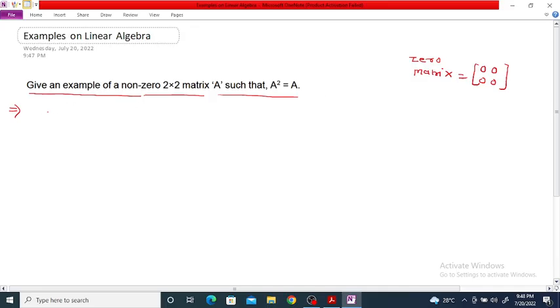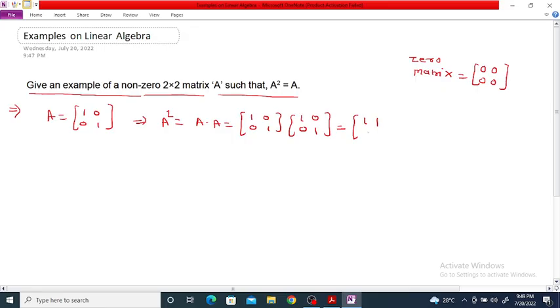So if we consider the matrix A equal to [1 0; 0 1], then A square is equal to A into A, so it is equal to [1 0; 0 1] into [1 0; 0 1], and since it is an identity matrix, its multiplication is again [1 0; 0 1], which is equal to A. And therefore A square is equal to A for A equal to [1 0; 0 1].